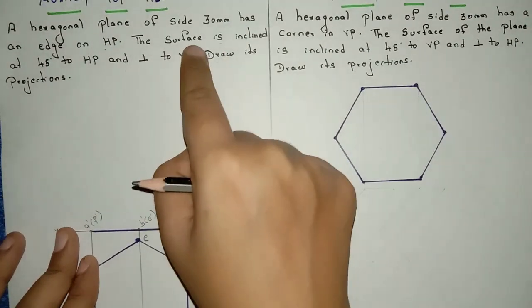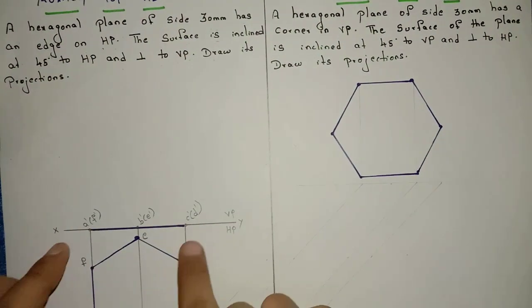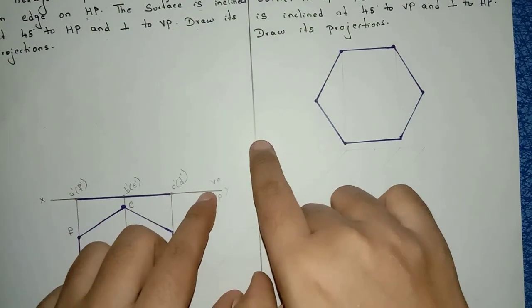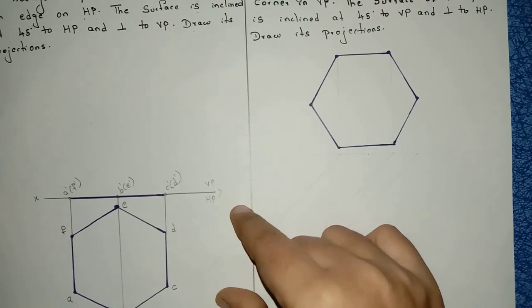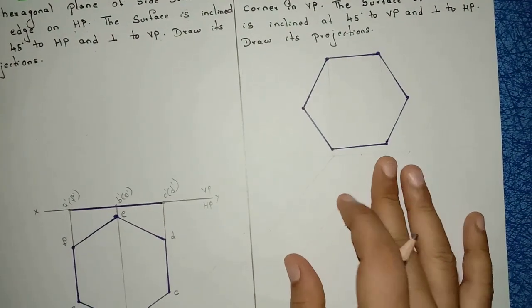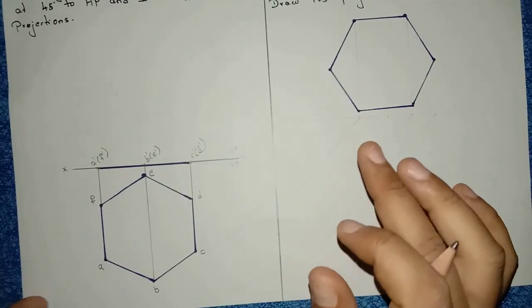Now the surface is inclined at 45 degrees to HP. What we will do? We will measure this line. Right? We will draw here with an angle of 45 degrees. Then next we will project this one. We will construct another hexagon. But here we are going to construct these problems by auxiliary views. Right? So how to construct this one?